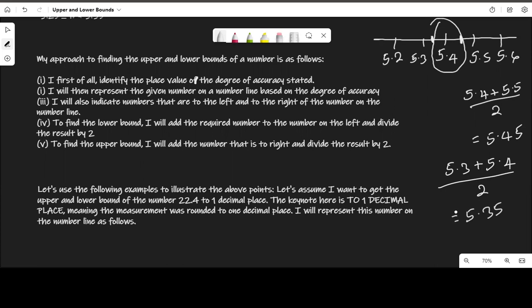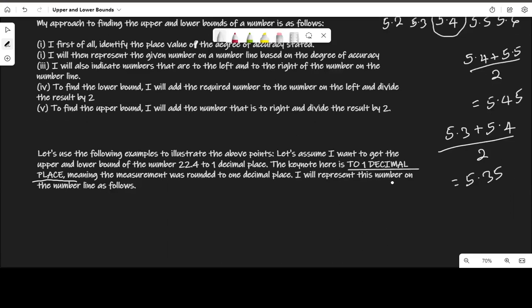Locate the number on the number line. Then, depending on the place value or the degree of accuracy given to you, you can see here I write this in capital letters. You need to take note of the degree of accuracy given to you. Here we are talking about 1 decimal place. That is why I have 5.4. The next number to it is 5.5. The next number to it is 5.6, and so it goes like that. So you need to take note of that. So that is that.